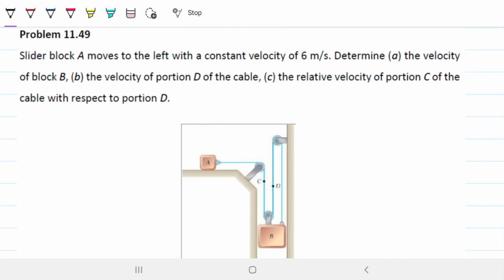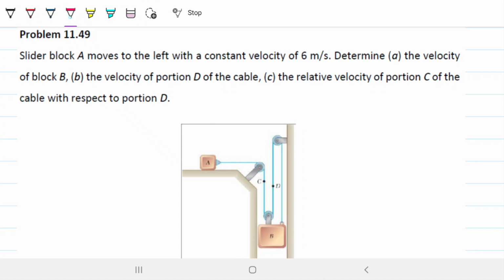Problem 11.49. The slider block A moves to the left with a constant velocity of 6 meters per second. Determine the velocity of the block B, the velocity of portion D of the cable, and the relative velocity of portion C of the cable with respect to portion D.